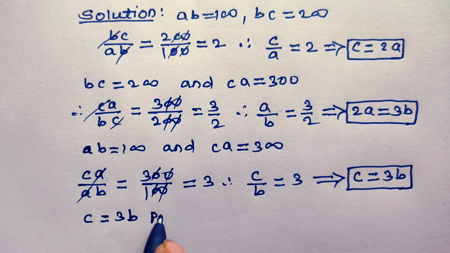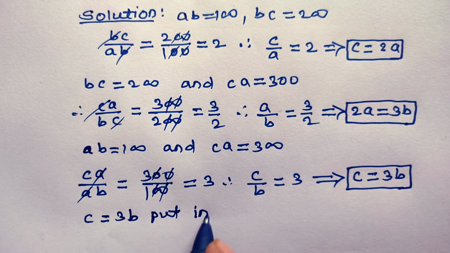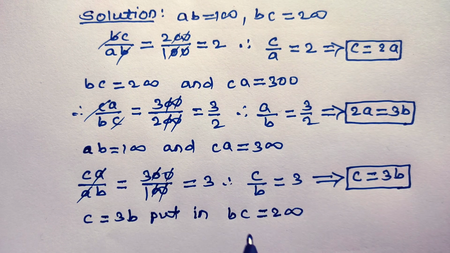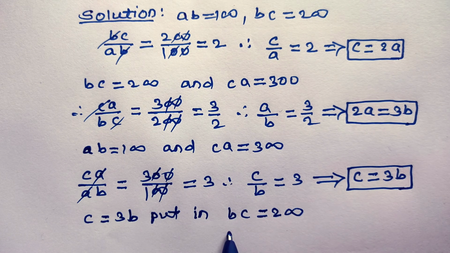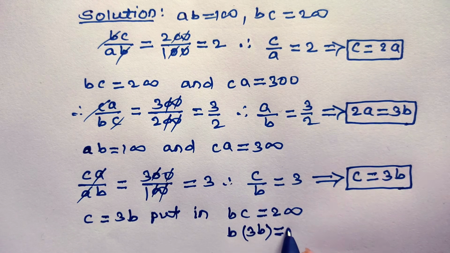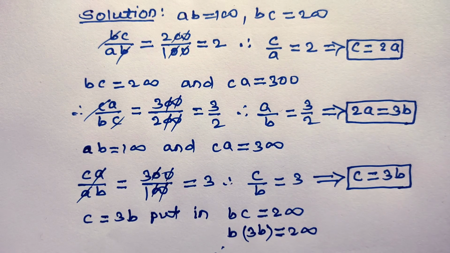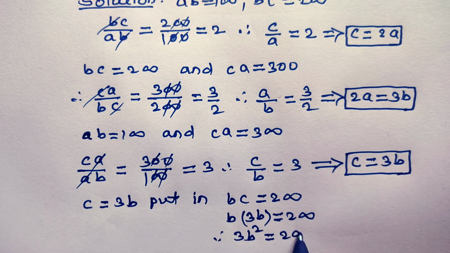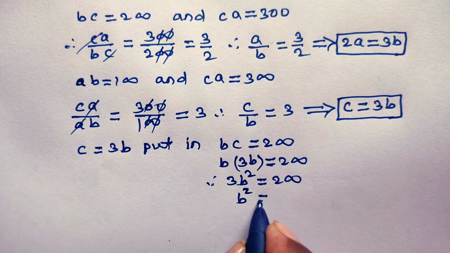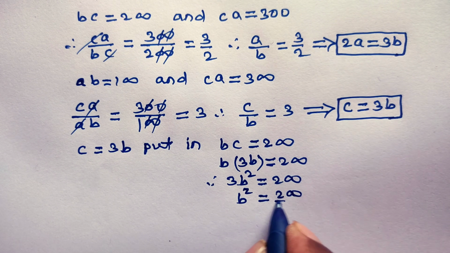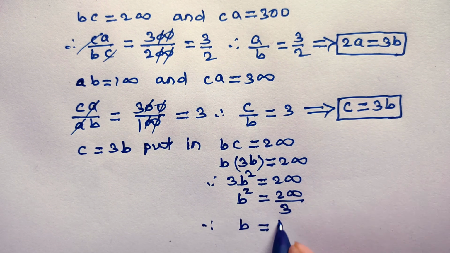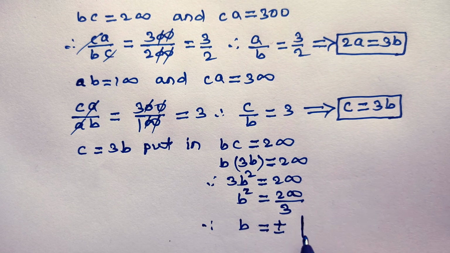Put this in BC is equal to 200. We are replacing this C by 3B. B into 3B is equal to 200. Hence, taking multiplication, 3B square is equal to 200. B square is equal to 200 divided by 3. Hence, B is equal to plus or minus square root of 200 divided by 3.